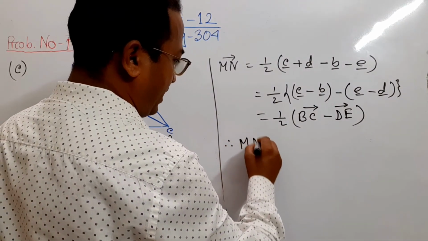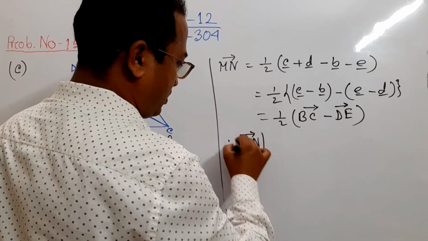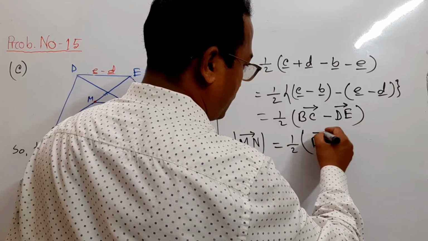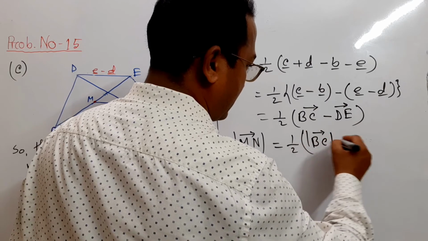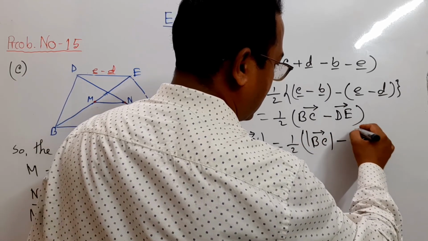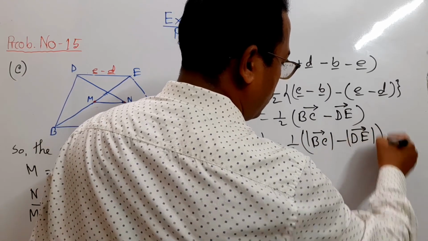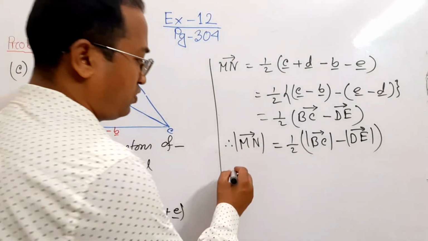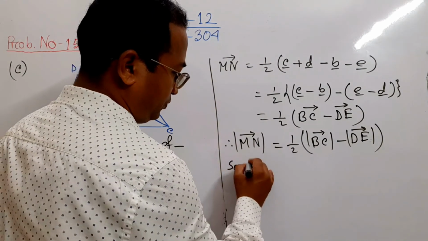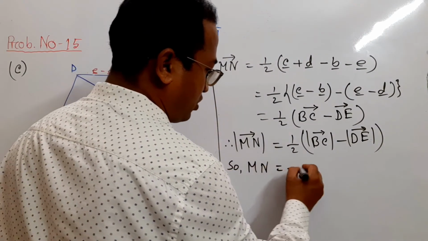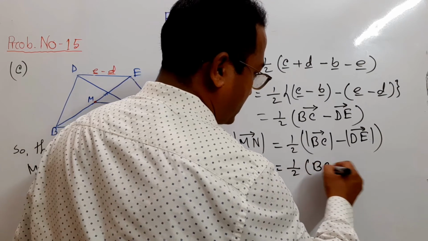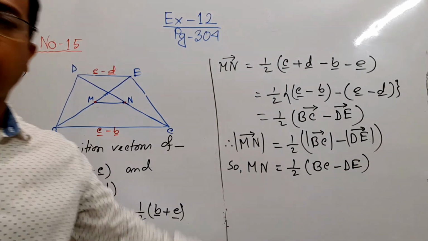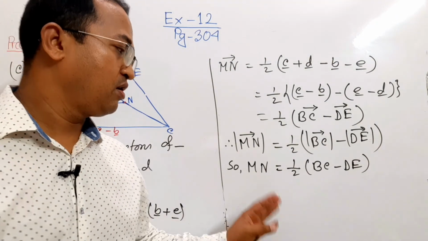Therefore MN is equal to half into BC minus DE vector. We have taken the magnitude only. So MN is equal to half into BC minus DE. So we have proved one portion of this question.